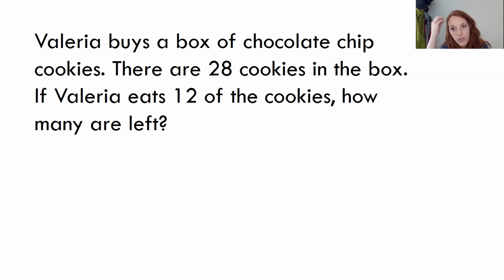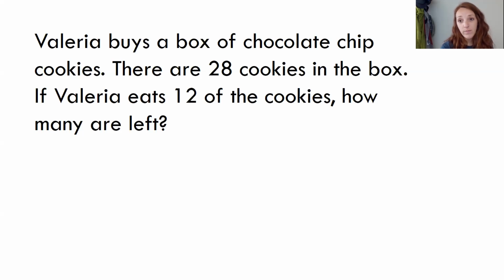This one says, remember, imagine in your head, I'll read it a couple times. Valeria buys a box of chocolate chip cookies. There are 28 cookies in the box. If Valeria eats 12 of those cookies, how many are left? So imagine what's happening. Valeria is buying a box of chocolate chip cookies, and there are 28 cookies in that box. If Valeria eats 12, how many are left? So let's plan. In this story, is something being taken away, or are we putting two amounts together?